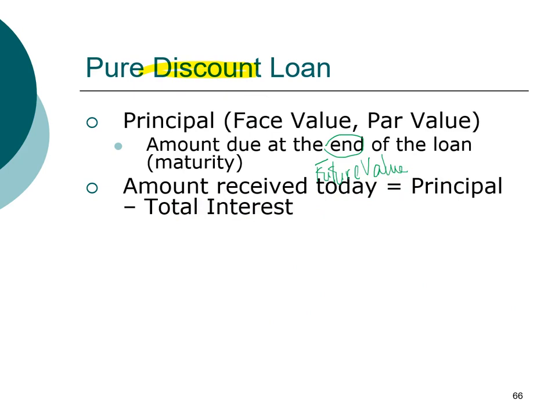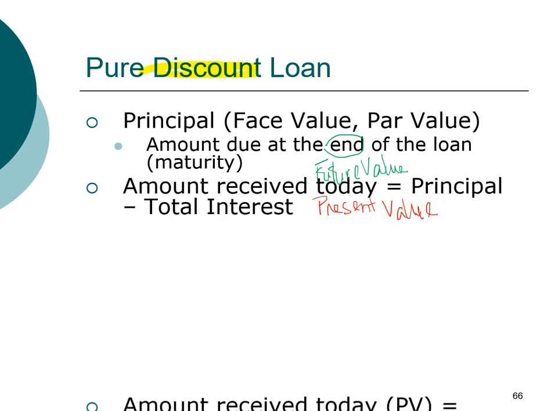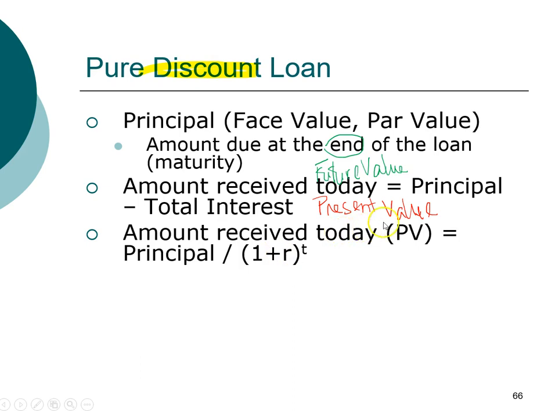Because this is the amount that you receive today, this is the present value. So to find out the amount that you receive today, we need to compute the present value. You can compute the present value using the formula that we've seen before. So the amount received today is the present value. Or, of course, you can use the financial calculator.